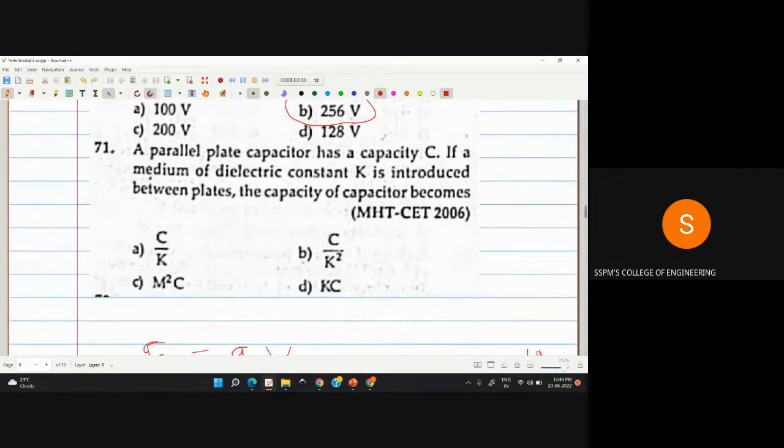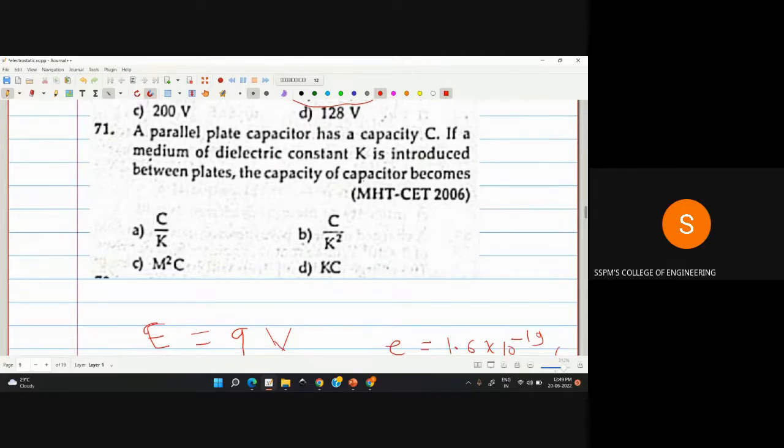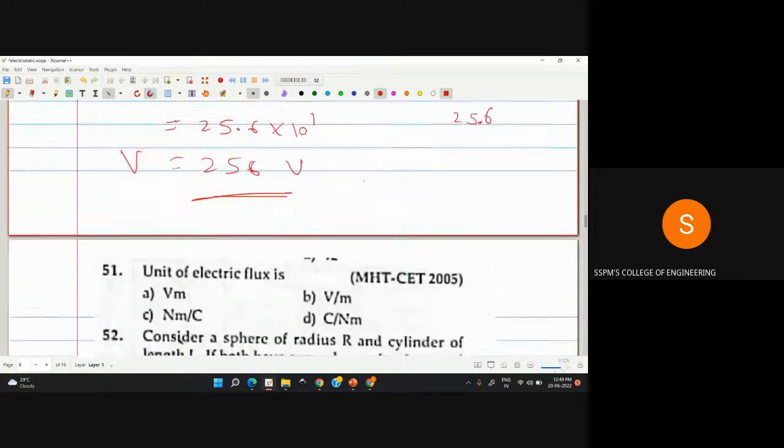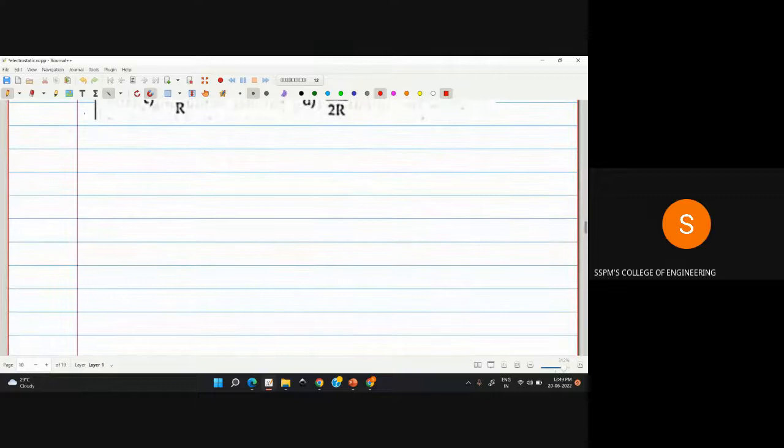Now what is given in this example? A parallel plate capacitor has a capacity C, that is, capacitance is given, and if a medium of dielectric constant K is introduced between the plates, then what is the capacity of the capacitor? Now you know the equation of the capacitor. I solve it here. C is equal to epsilon 0 A divided by D.